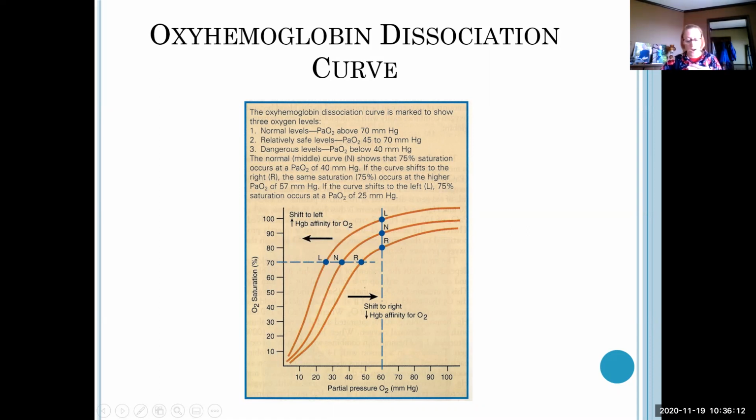When it's shifting to the right, less oxygen is being picked up, but more oxygen is being released into the tissues. When it shifts to the left, the hemoglobin has a higher affinity for oxygen. So it essentially bonds, the hemoglobin's stronger, but then less oxygen is given to the tissues. So that's where they can become hypoxic as well.